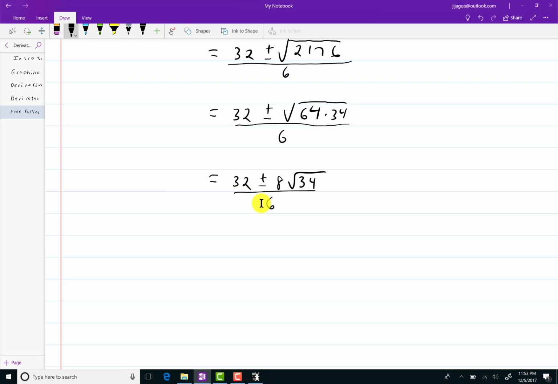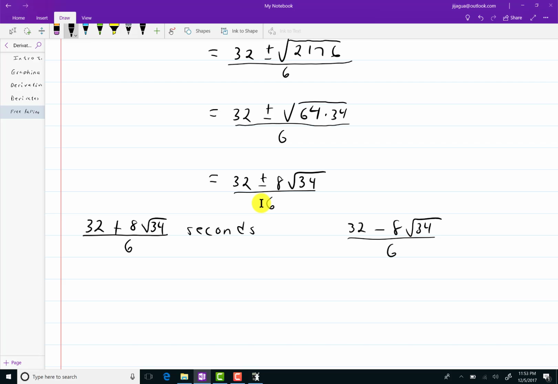Let me write them out. I have 32 plus 8 radical 34 over 6. Oh, by the way, this is seconds. Remember, this is how long it was taking for it to hit the ground. And then on the other hand, I have 32 minus 8 radical 34 all over 6.